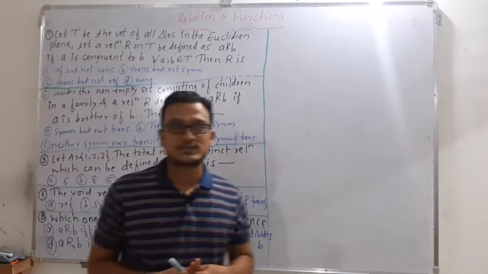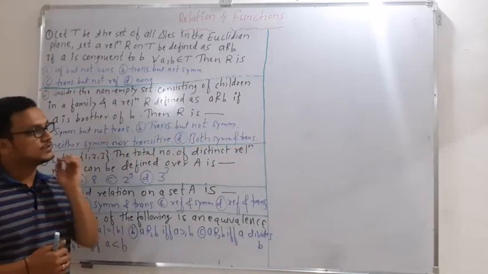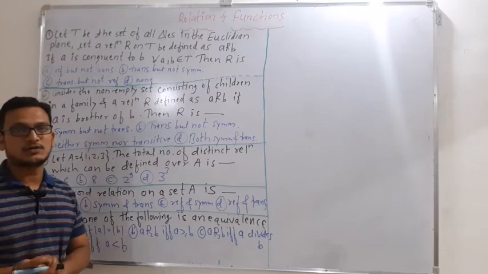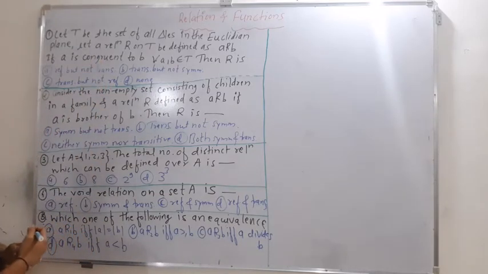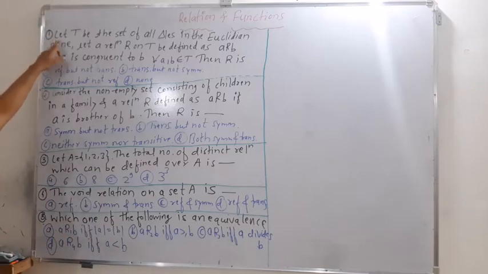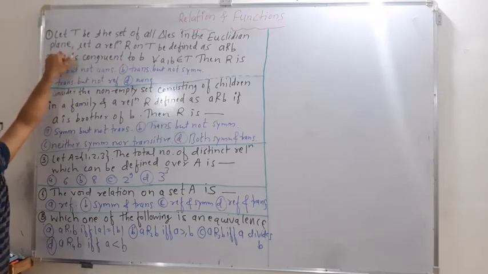Hello friends. As earlier we have seen some of the definitions or concepts in relation and function, now we will go with the questions. First question: let T be the set of all triangles in the Euclidean plane. You know what is meant by Euclidean plane.